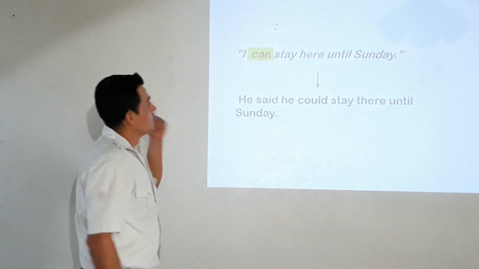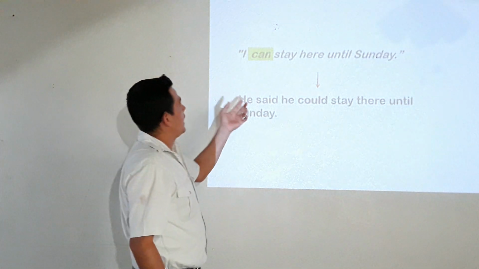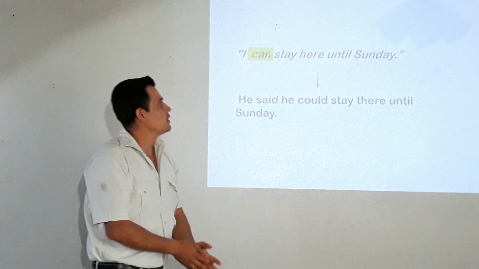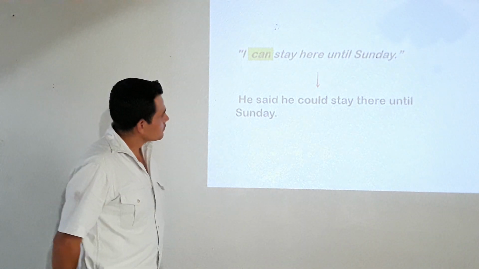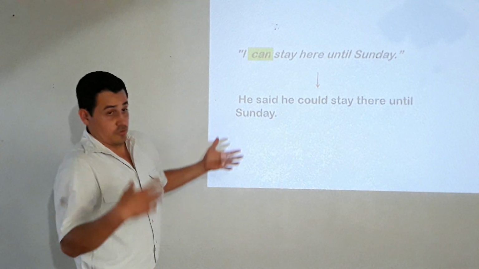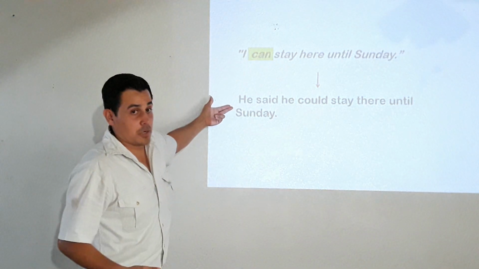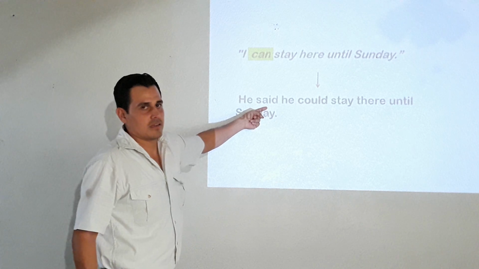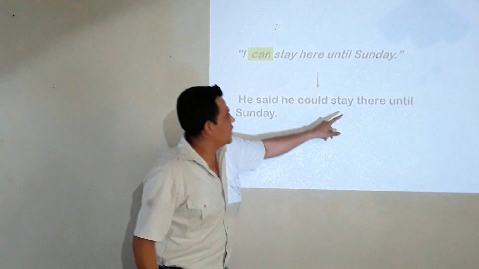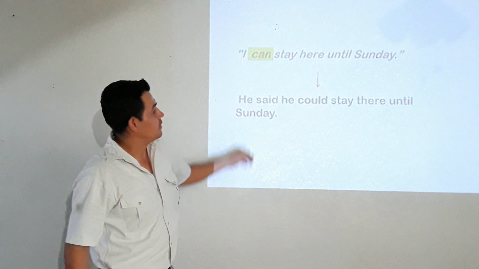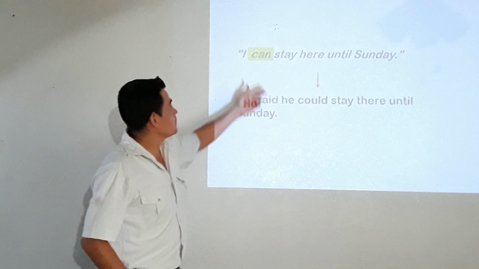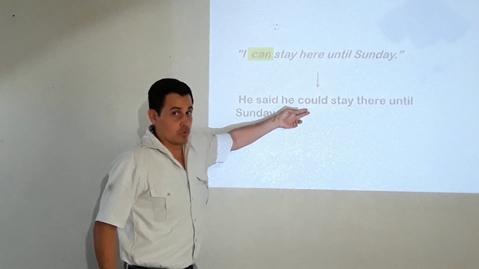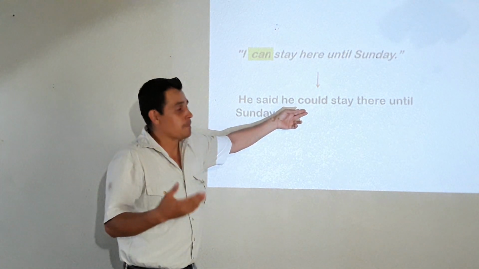Moving on, example here. I can stay here until Sunday. And then, if you want to share that information with somebody else, you say, he said he could stay there until Sunday. What is the change again? Can goes to could. That's what the rule says, and it is true.